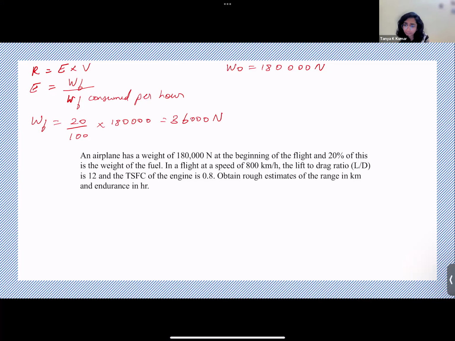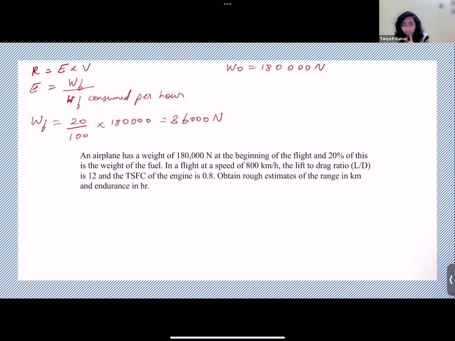So somebody's got range of 3 lakh kilometers. Isn't that a little too much? Endurance is 714 hours, Satvik. That is a huge number. Both range and endurance, your answers are huge. 700 hours with a fuel weight of just 36,000 Newton is huge. Just see where you're making a mistake. And 3 lakh kilometers, I mean, it's huge numbers. They're not the right answers. Okay, so let's continue with this.